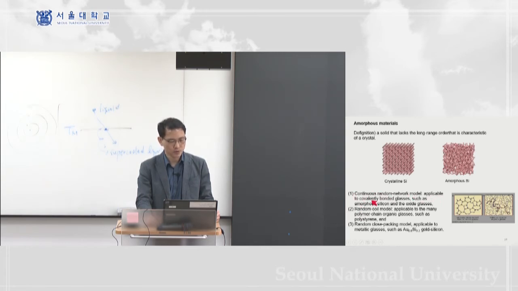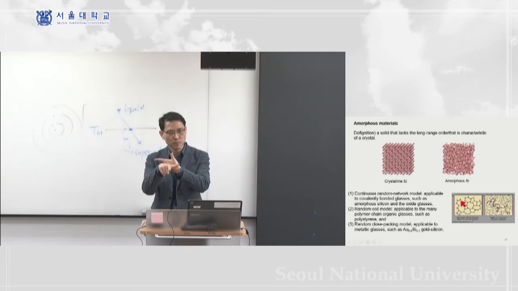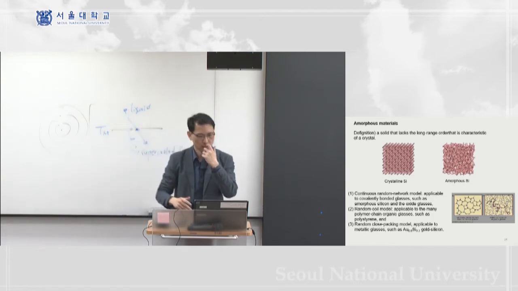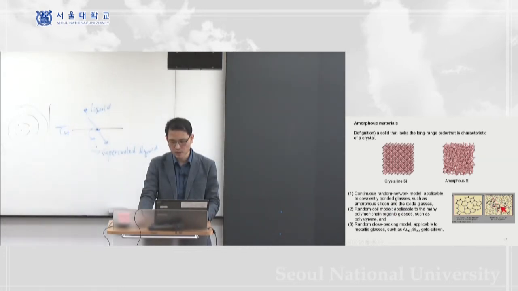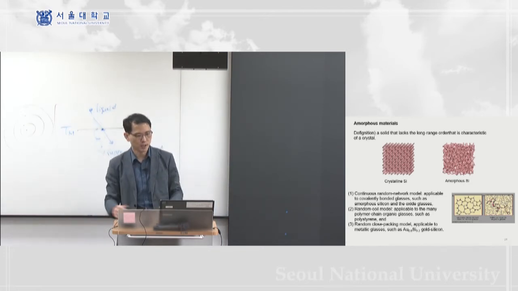This is applicable to covalently bonded glasses like silicon. In this case, you have tetrahedral bonding, which is well made for every atom, but the angle of the tetrahedral bonding between the first and second neighbor can actually rotate, so it continuously rotates. This is the continuous random network model. The random coil model is best represented by this picture here, which represents polymeric glasses. It's just a random coil, like the entanglement you can see in everyday life.